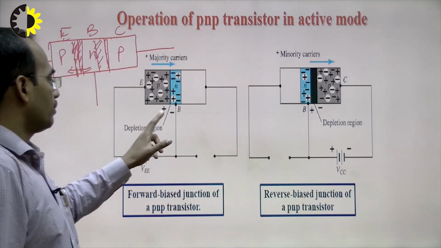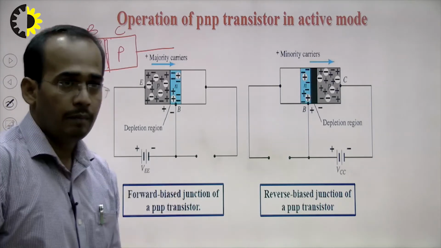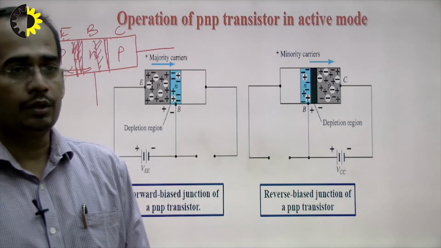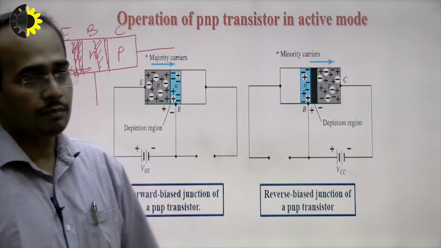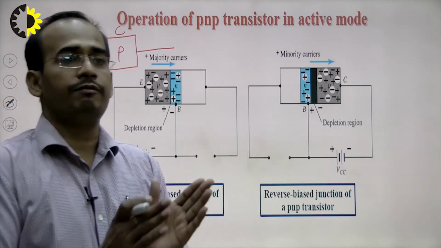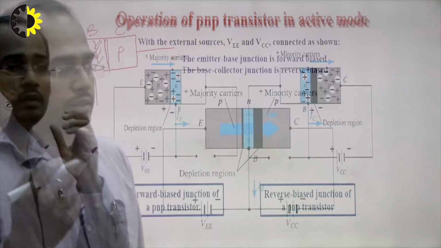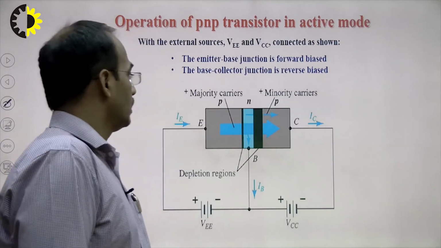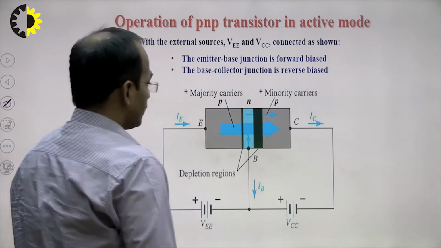So, when I forward bias this emitter base junction, the depletion layer formed in the no bias condition will be reduced, and when I reverse bias the collector base junction, the depletion layer that was formed in the no bias condition will increase in width. Now come to the operation of this PNP transistor in active mode. I have forward biased this emitter base junction and reverse biased this collector base junction.